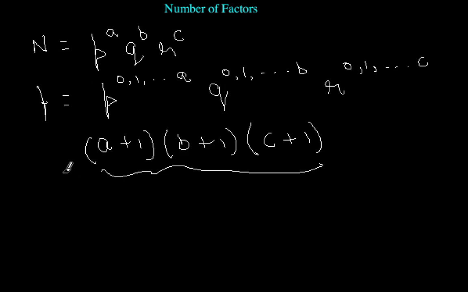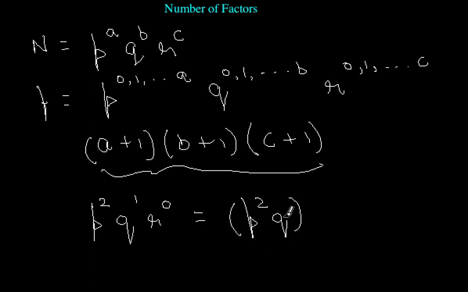Note, for example, we could take any power of p. Suppose we took p square, q to the power 1 and r to the power 0, which is basically p square q. So this becomes one of the factors of capital N.